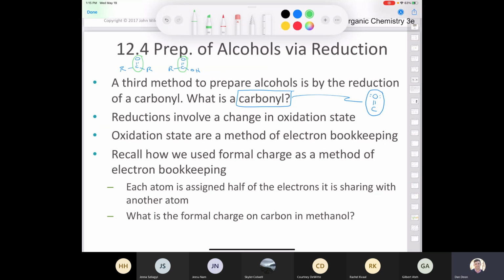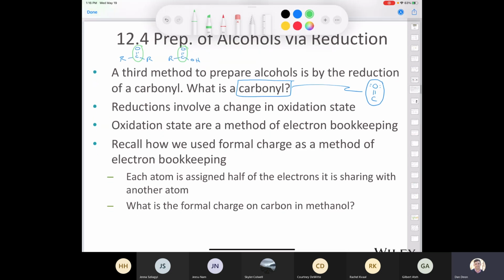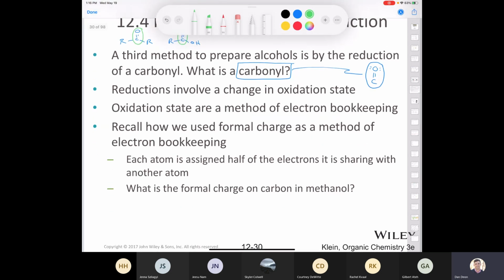And the way that we do it is, it says here that each atom is assigned half of the electrons it's sharing with another atom. Well, that is how we calculate formal charge, okay? So if we wanted to calculate the formal charge on a carbon in methanol, for example, sorry, I'm getting a little bit ahead of myself here. I'm getting overly excited about talking about oxidation state, but just reviewing here. This is a review. So what I'm talking about right now is formal charge. Again, I get a little bit ahead of myself here.